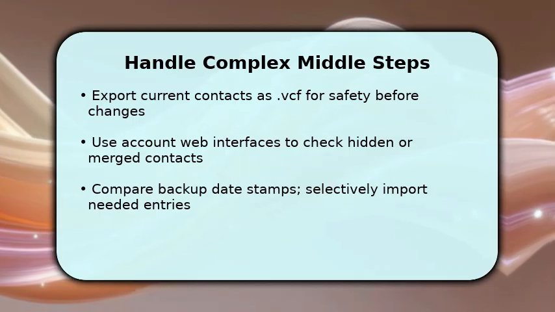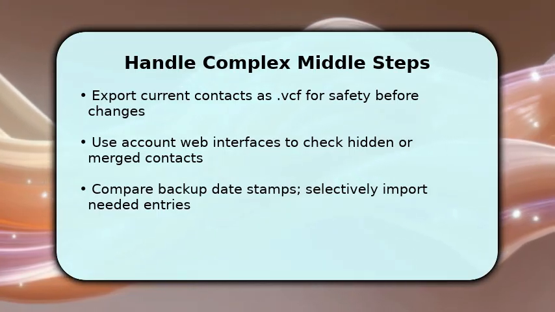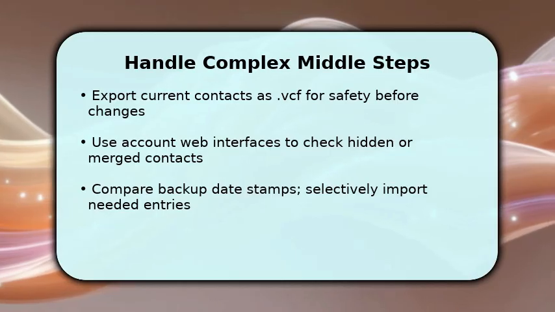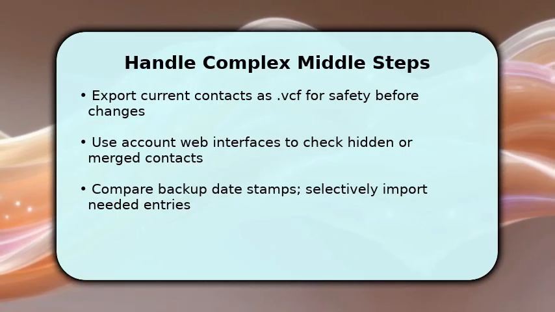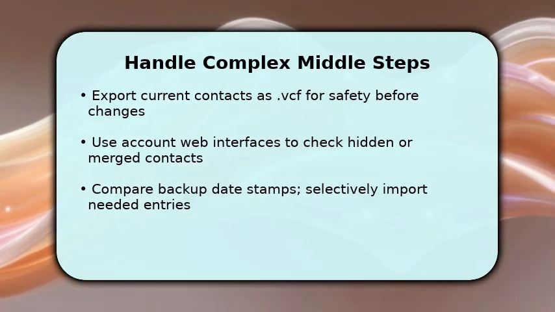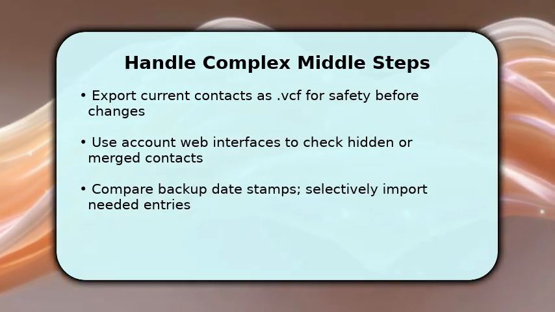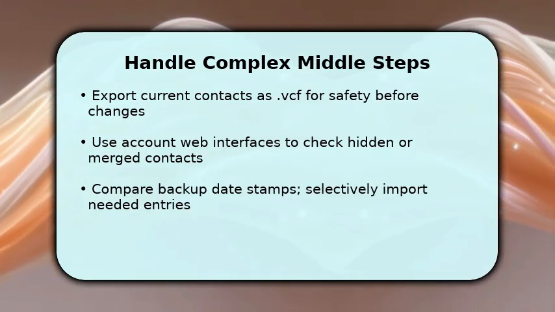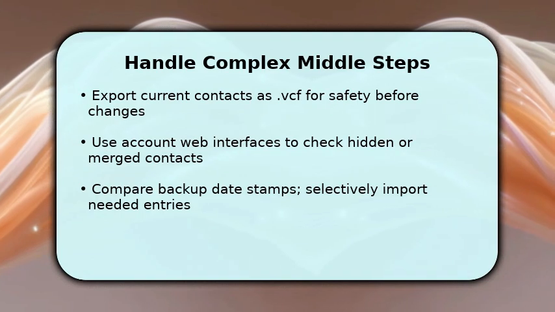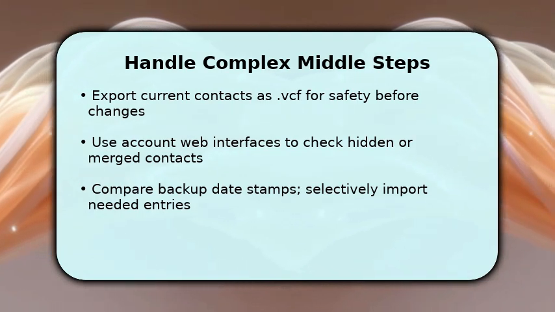Web tools often reveal hidden, merged, or archived contacts that mobile apps hide. Once visible, filter by creation or modified date and compare timestamps to the backup. If necessary, selectively import only missing entries instead of a full overwrite. This targeted approach preserves recent edits while restoring lost contacts efficiently.